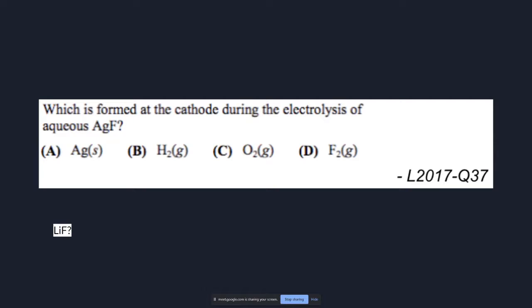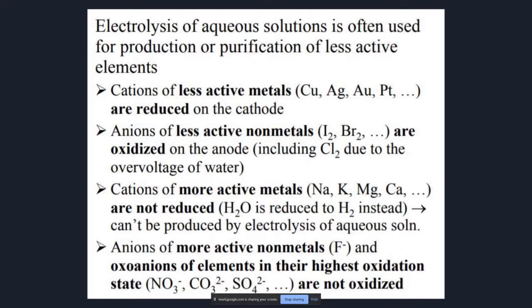what do you think LiF would be? The same thing: what would be formed on the cathode during electrolysis? Maybe you can go back to the previous slide as a reference. So it's LiF, and then what would be reduced? Yeah, that's right, Liam. Li is a really active metal, so it will not be reduced, and H2O is reduced to H2 instead, based on the third rule here.